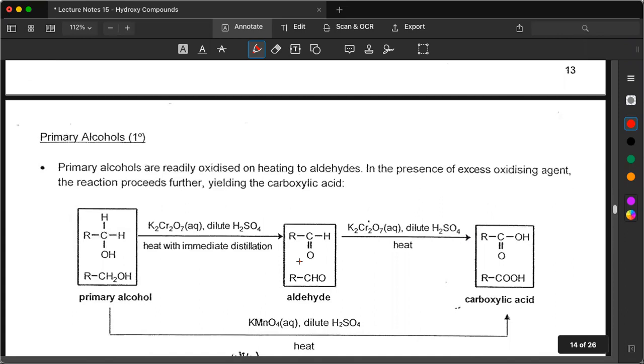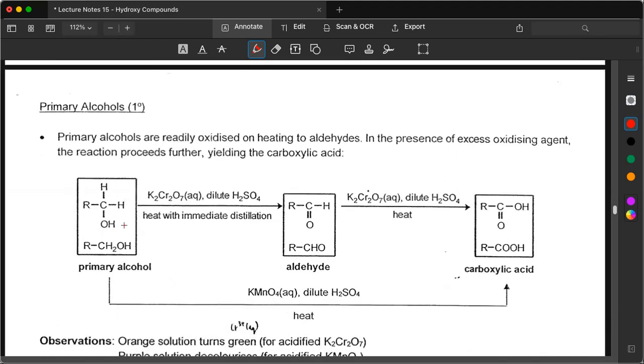So primary alcohols are readily oxidized on heating to aldehyde. In the presence of excess oxidizing agent, the reaction proceeds further to produce carboxylic acid. So we have the primary alcohol first oxidized by acidified potassium dichromate to form the aldehyde. Upon further oxidation, it will form carboxylic acid. So it is not a direct jump from alcohol to acid. There is an intermediate product between them.